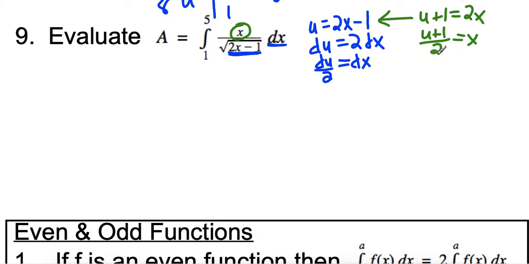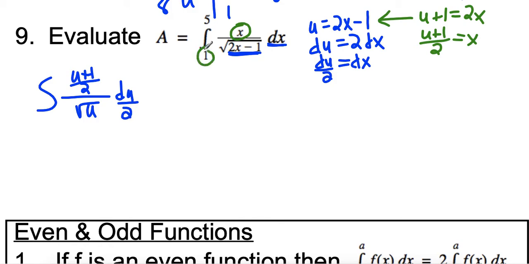And plug that in here. So what that's going to be, I'm going to move over here because I think I'm going to need more space on this. So that x on top is now (u + 1)/2 all over the square root of u, and then the dx is du/2.